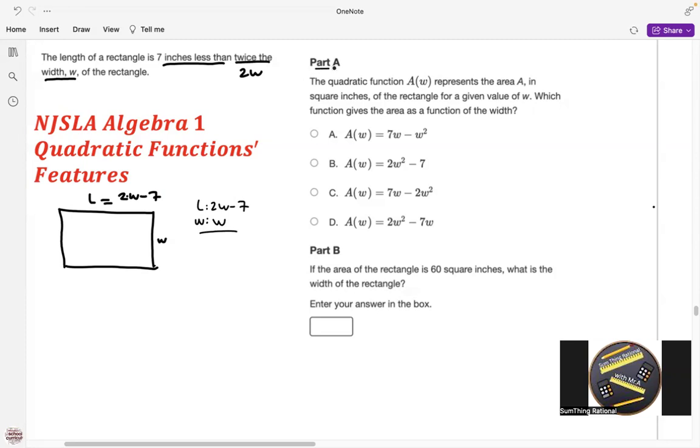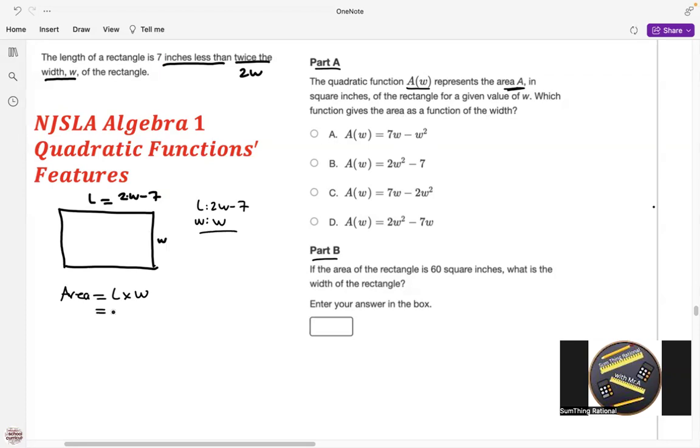So the question has part A and part B. In part A, it says that quadratic function A(W) represents the area of the given rectangle in square inches. So which of the following functions, depending on the variable W, will be the area of the given rectangle? So what is the area of a rectangle? Area of a rectangle, as you know, is length multiplied by width.